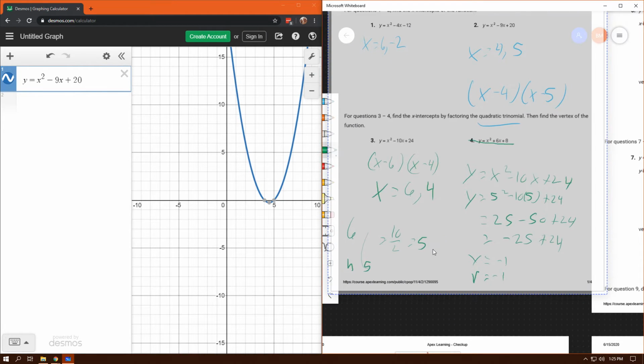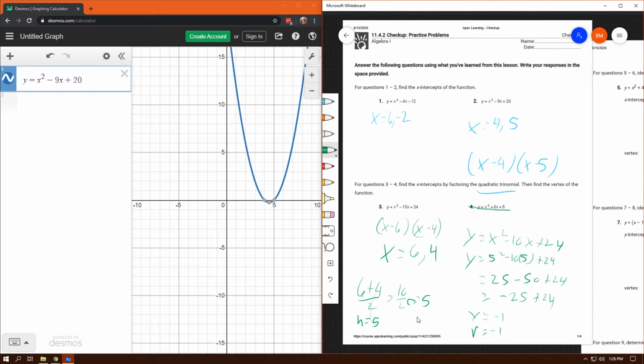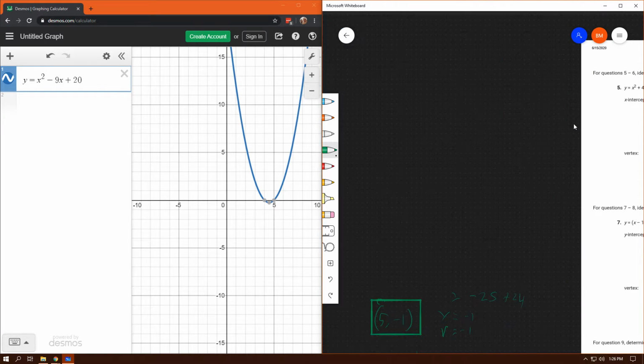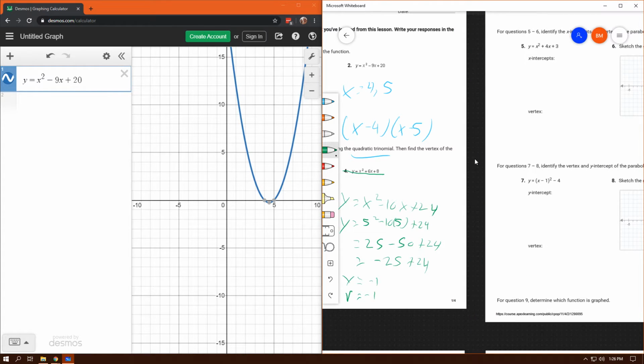So my vertex is 5, negative 1. So what did I do? I factored again, as in section 2 of unit 10. I factored, I got x minus 6, x minus 4. If I have factored form, I take the opposites for my x-intercepts or my roots or my zeros, whatever you want to call them. So I got x equals 6 and 4. To find the x coordinate of the vertex, I add my x-intercepts and divide them by 2. I got 5. To find the y value, I plugged it back into the equation and solved for y. Cool beans.